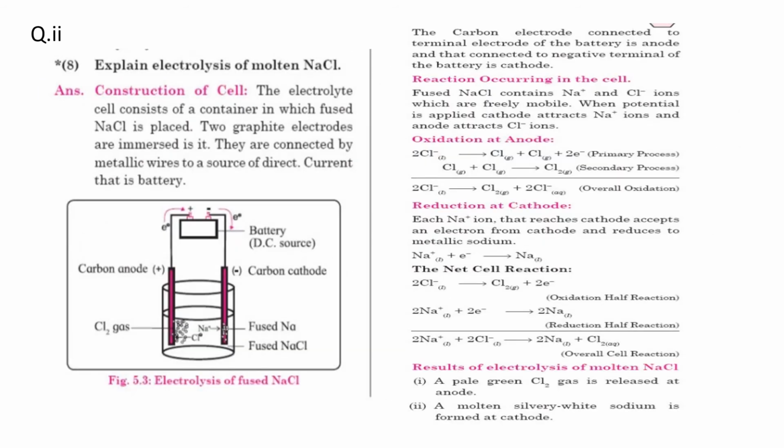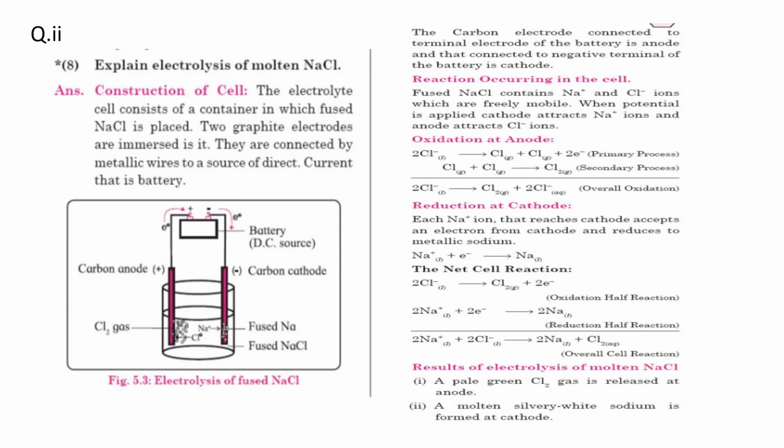Question number 4, second one: explain electrolysis of molten NaCl. Answer: first, let us see the construction of the cell. The electrolytic cell consists of a container in which fused NaCl is placed. Two graphite electrodes are immersed in it. They are connected by metallic wires to a source of direct current, that is a battery. The carbon electrode connected to the positive terminal of the battery is the anode, and that connected to the negative terminal of the battery is the cathode.